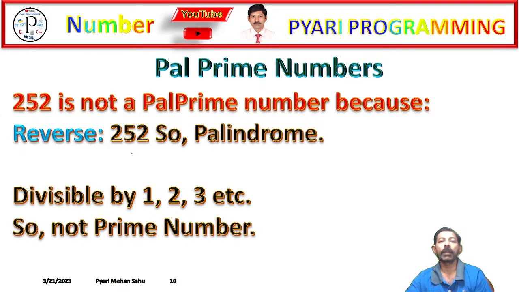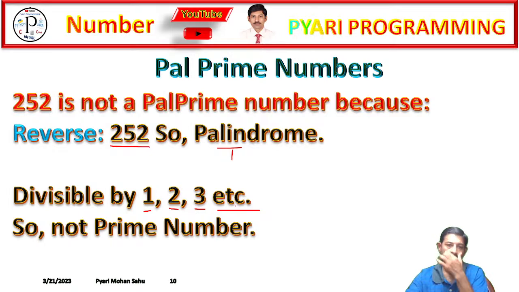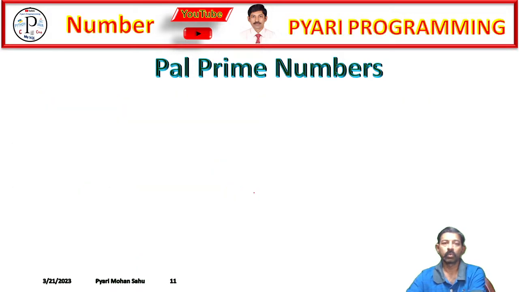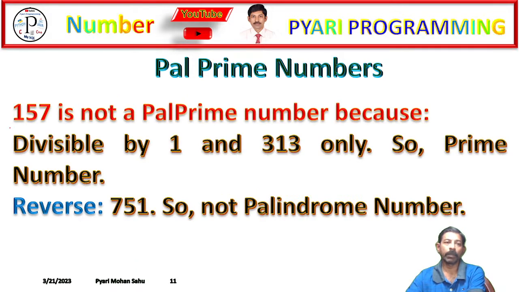252 is not a prime palindrome. Again, why? Because 252, what is the reverse? Reverse is also 252. It is a palindrome number. But 252 is divisible by 1, 2, 3 and so many other numbers also. So it is divisible by more than one number. So that's why it is not a prime number. If it is not a prime number, then it cannot be a prime palindrome, because both conditions must be true. Let's take one more example.